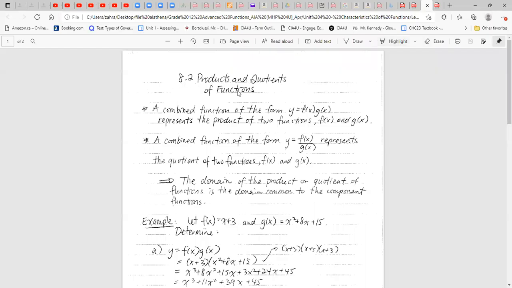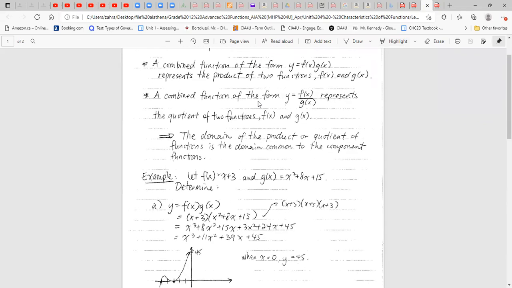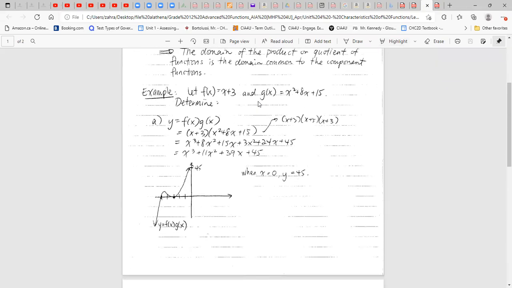8.2 product and quotient of functions. So we did addition and subtraction of functions, right? Now we have two functions and the product of them. I want to multiply these two. See, it is x plus 3, and I'm multiplying by x power 2 plus 8x plus 15.